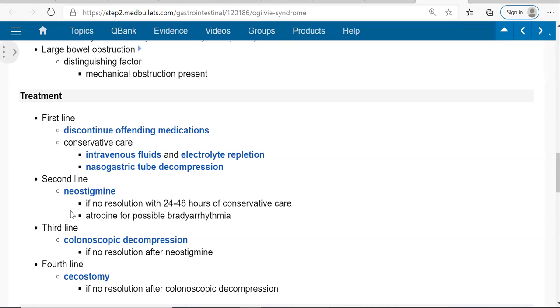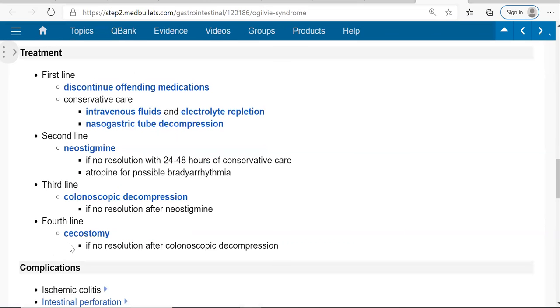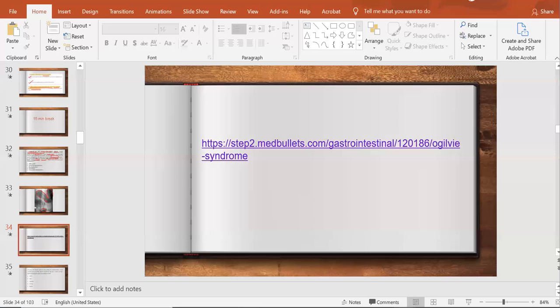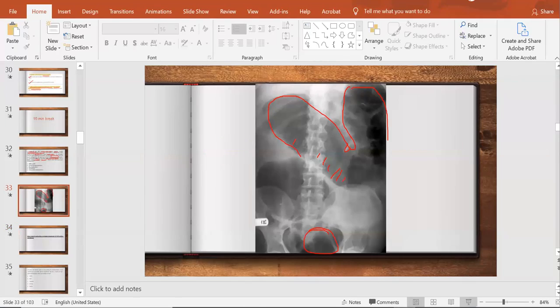If neostigmine doesn't relieve the symptoms, then the third line is colonoscopic decompression. And lastly, if nothing helps, then you need to go for surgery, which is cecostomy. So you have to remember this stepwise management because it's very important. For pseudo obstruction, first line is conservative management, second line neostigmine, third line colonoscopic decompression, fourth line cecostomy. Clear?